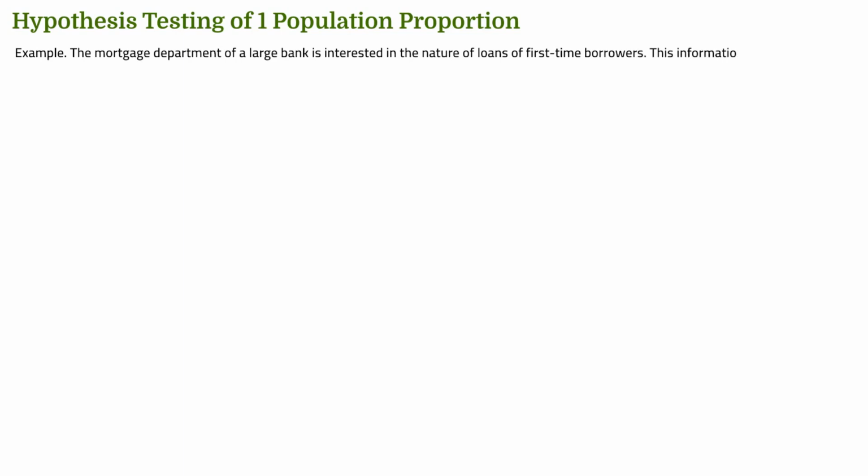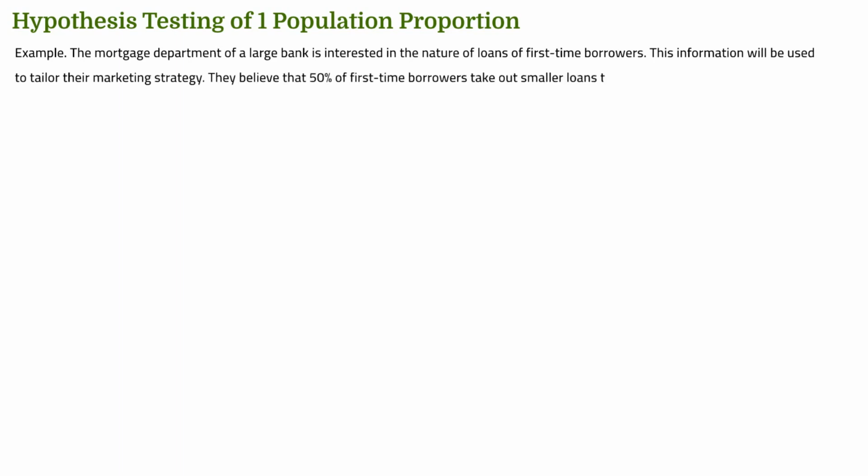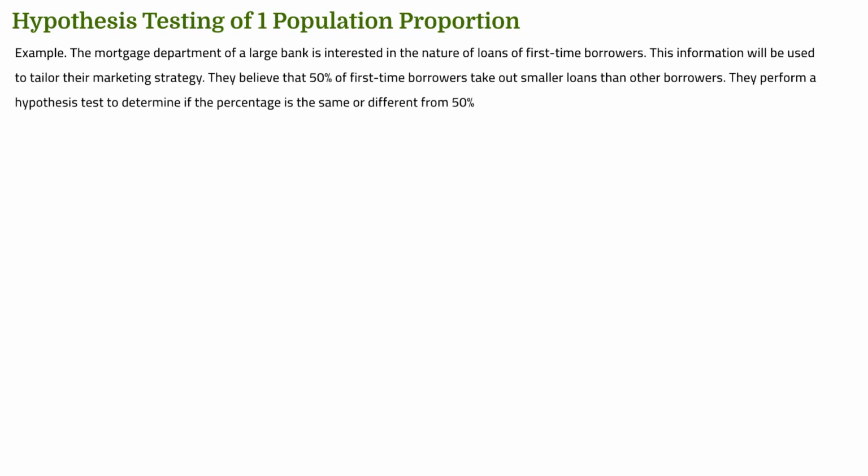More on hypothesis testing of one population proportion, and here is an example. The mortgage department of a large bank is interested in the nature of the loans of first-time borrowers. This information will be used to tailor their marketing strategy. They believe that 50% of first-time borrowers take out smaller loans than other borrowers. They perform a hypothesis test to determine if the percentage is the same or different from 50%.